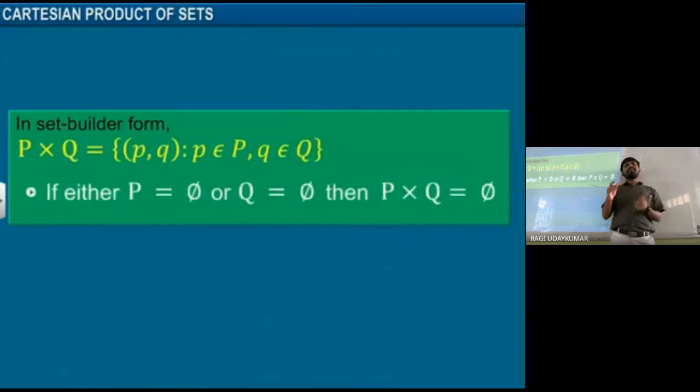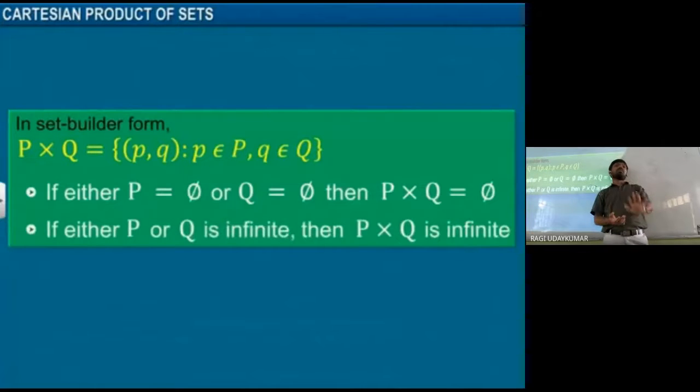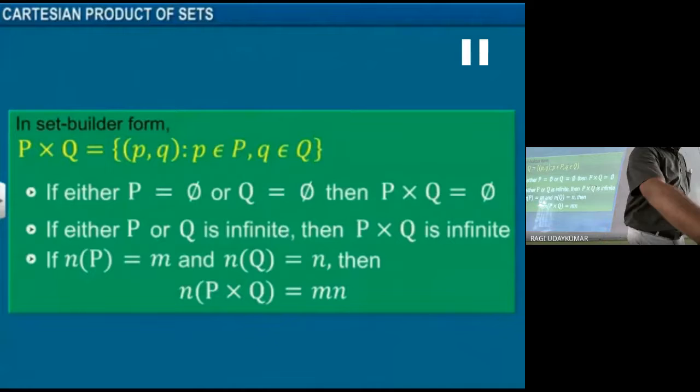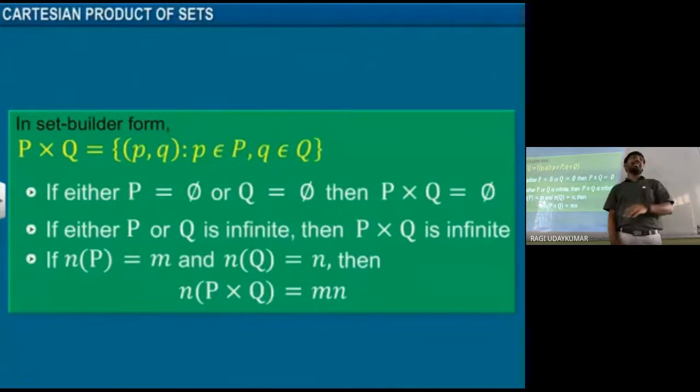If either P is equal to the empty set or Q is equal to the empty set, that is, one of the two is an empty set, then their Cartesian product is also the empty set. If P and Q are infinite sets, then the Cartesian product of the two sets P and Q is also infinite. If the number of elements in P is m, and the number of elements in Q is n.